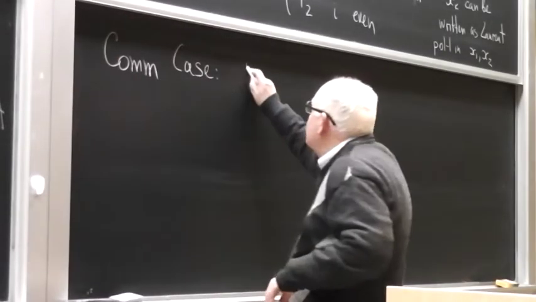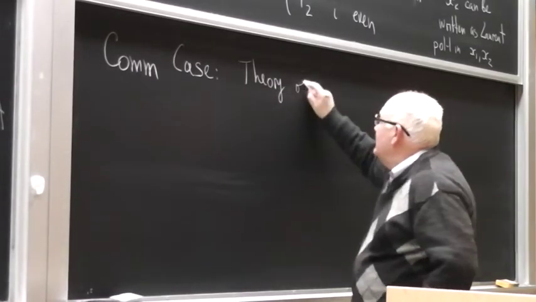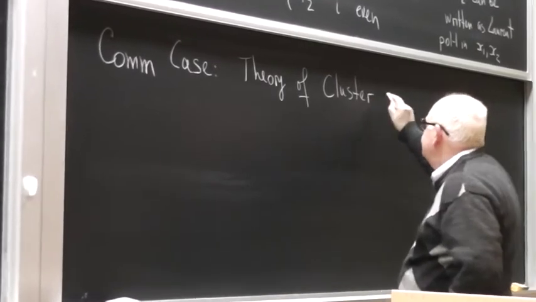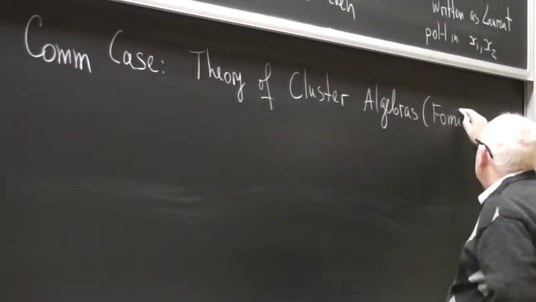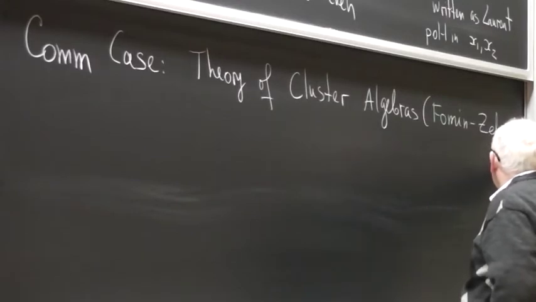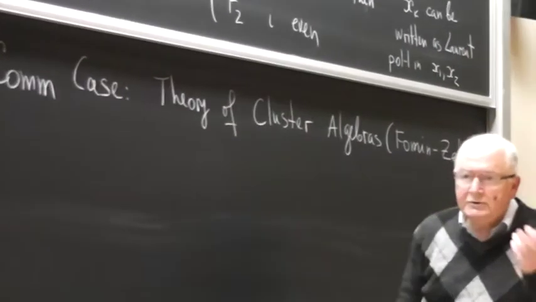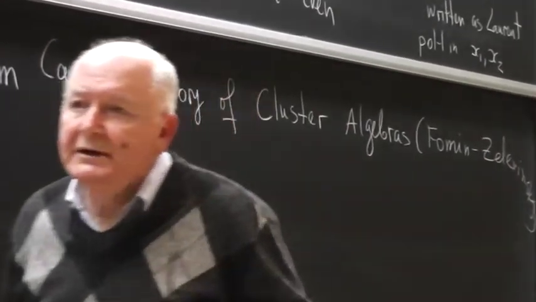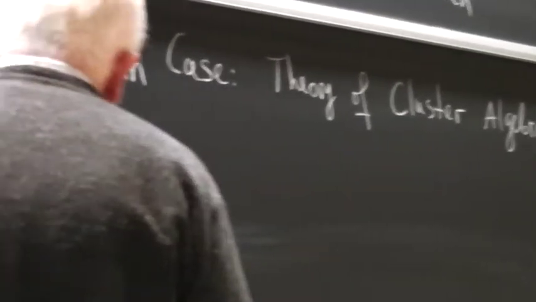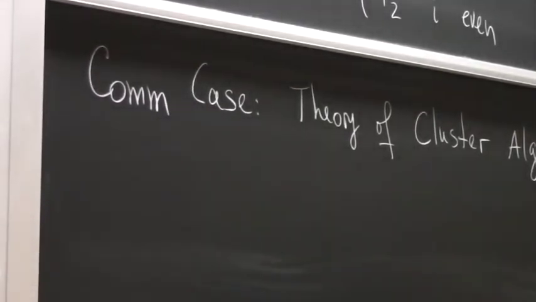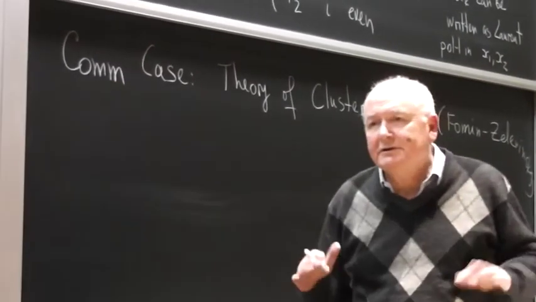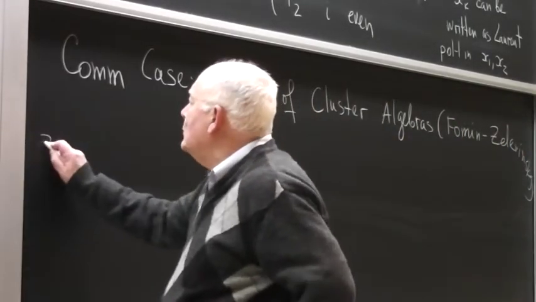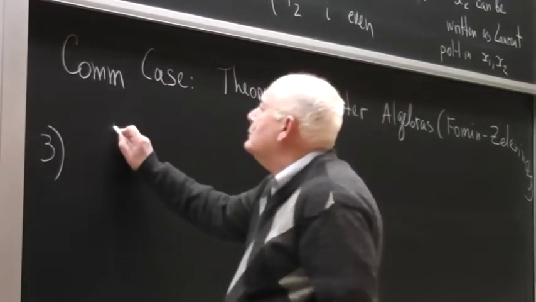So, in the commutative case, there is just the theory of cluster algebras by Fomin and Zelevinsky, that provides a general approach to the Laurent phenomenon, basically. In the non-commutative case, we approach the theory of non-commutative cluster algebras, but before that, of course, one has to consider interesting examples. Let me consider one more important example, and I will start with a commutative case.